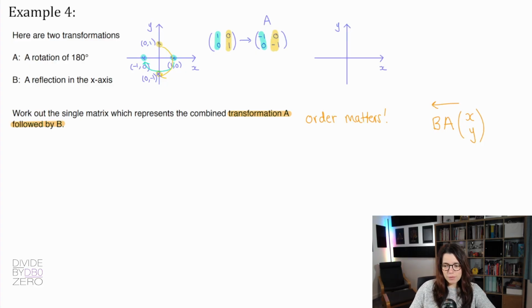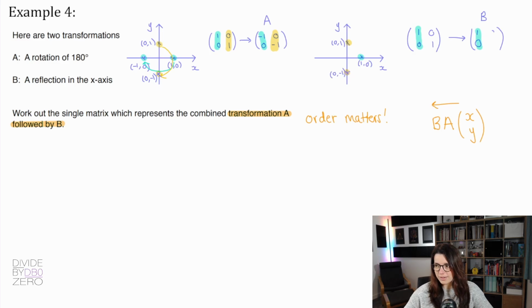Let's do something similar for B, starting with these points, (1, 0) and (0, 1). Put them in a matrix. And let's think about what matrix B is going to be. We start with this point, (1, 0), and we reflect in the x-axis. That's not going to change, so that point is invariant. It will stay the same as (1, 0). The point (0, 1) will change. It will reflect down and become (0, -1), so that can go there.